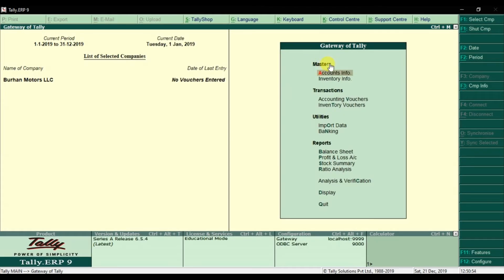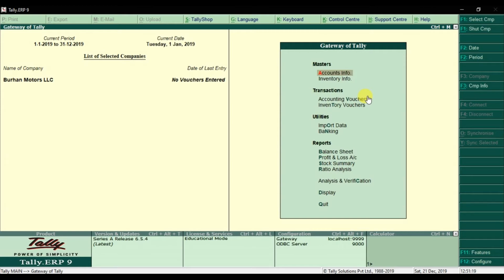We need to go to the masters or to the transactions. We need to record journal entries, right? So where will we go, the masters or the transactions? It is transactions, right? Because we need to record an entry. We need to record vouchers now.